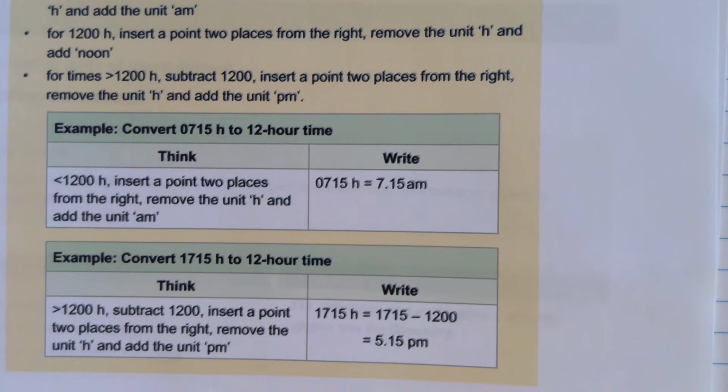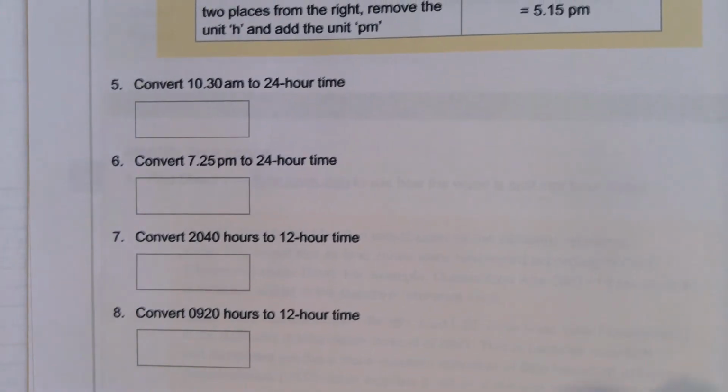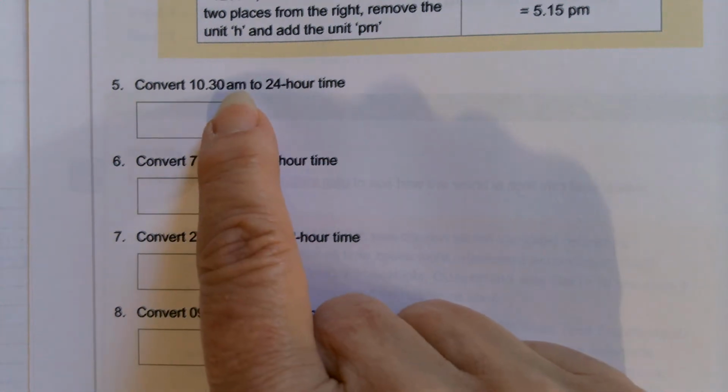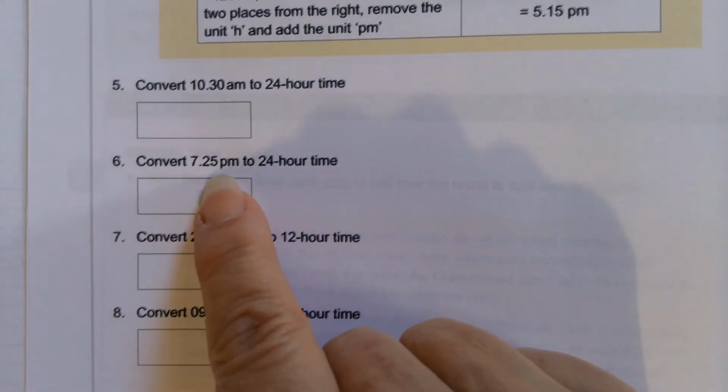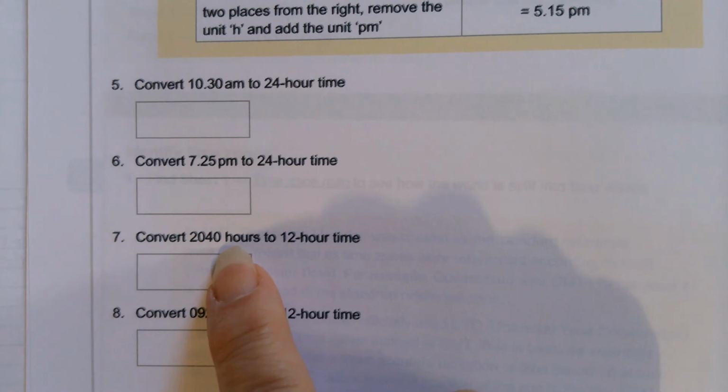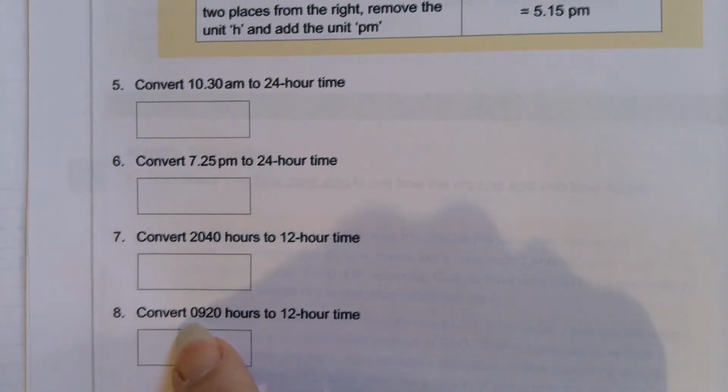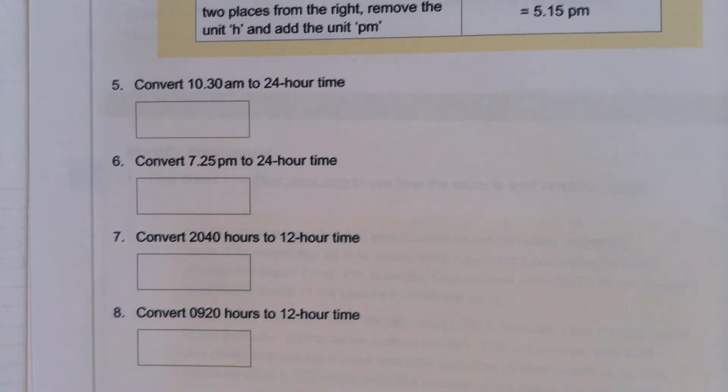Now let's practice that. Some examples for you to work on. Now think about it. AM, PM. Now we're going to convert back the other way. Larger than 12, smaller than 12. Go back at those examples and see how you go.